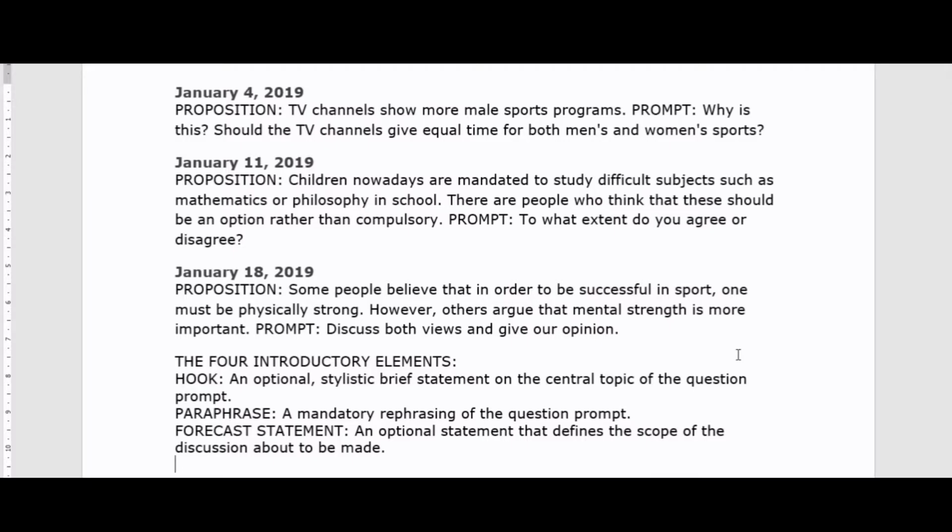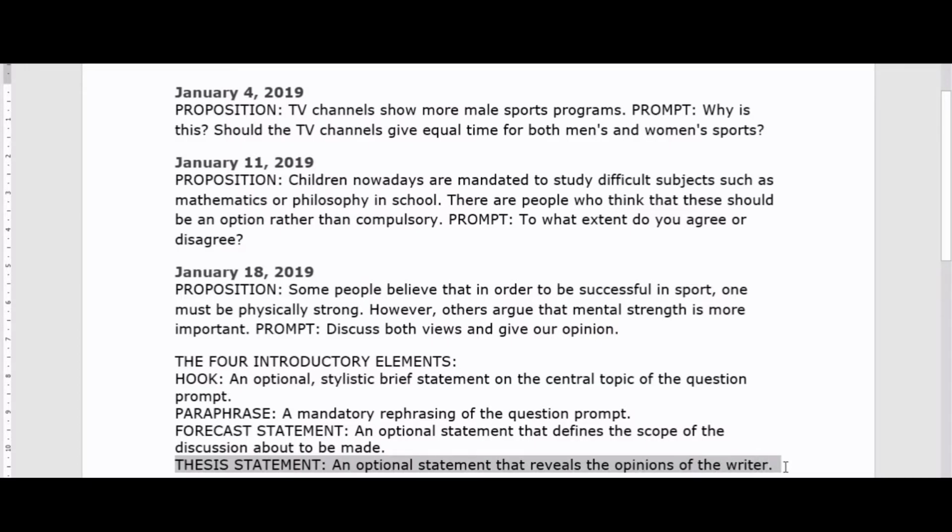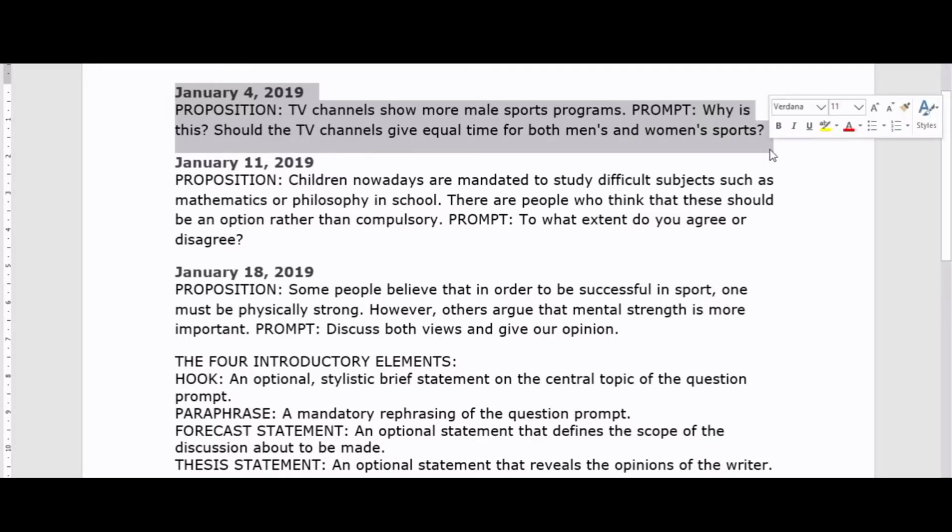The 4th element now is what we call the thesis statement. So from the word itself, it is an optional statement that reveals the opinion of the writer. There, we can define it that way. So again, the thesis statement is quite self-explanatory. You can just say that this is the part where the writer will say whatever his or her opinion is. Okay, so those are the 4 introductory elements, and then again, just to emphasize, it's only the paraphrase that's really the mandatory element here. So what I'm going to do now is demonstrate how this should work.